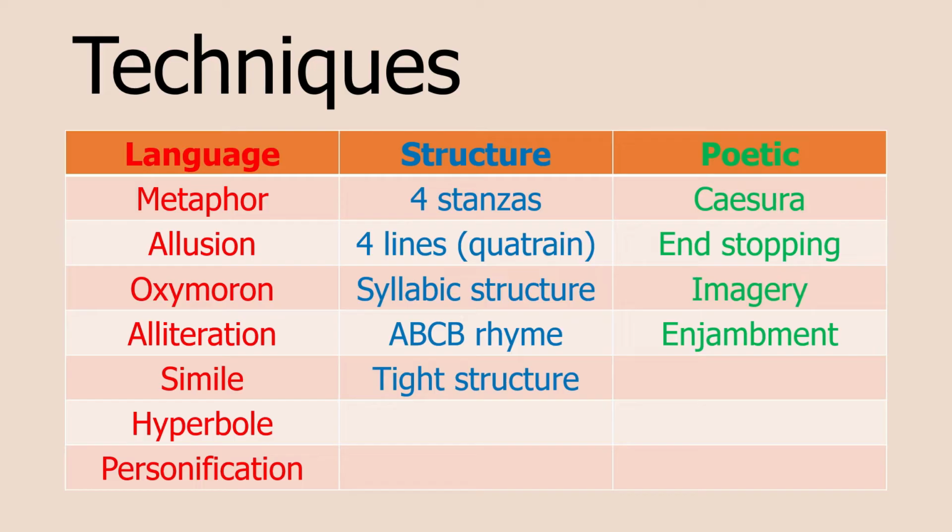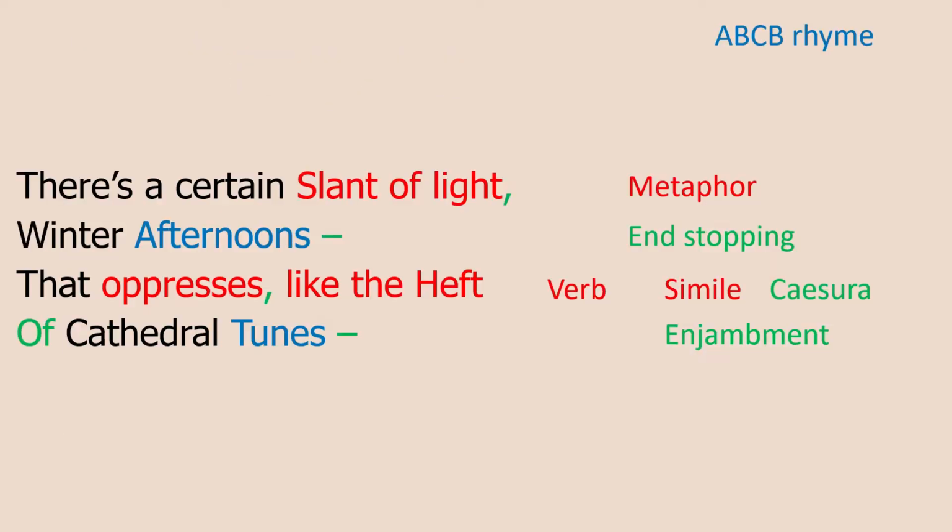And poetically speaking, Dickinson uses a wide range of punctuation, and this contributes to a large amount of caesura and end stopping in her poetry. We also get imagery. All good poets try to paint images in the reader's mind, and we get a little bit of enjambment as well. So let's go through it stanza by stanza and look at these techniques in action.